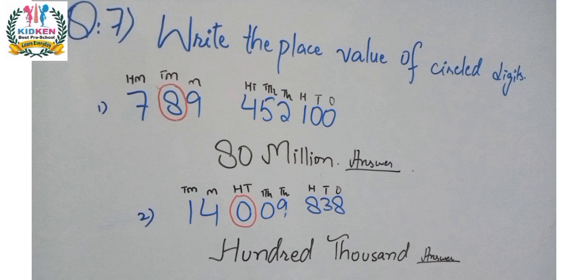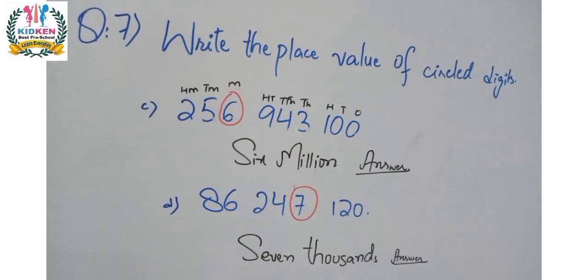Next part of this question. In this question also we have a figure and 0 is the circled digit. So 0 has place value 100,000, and we can write this value as 100,000. Next part of this question, 6 is the circled digit. So 6 has place value million, so we can write 6 as 6 million.